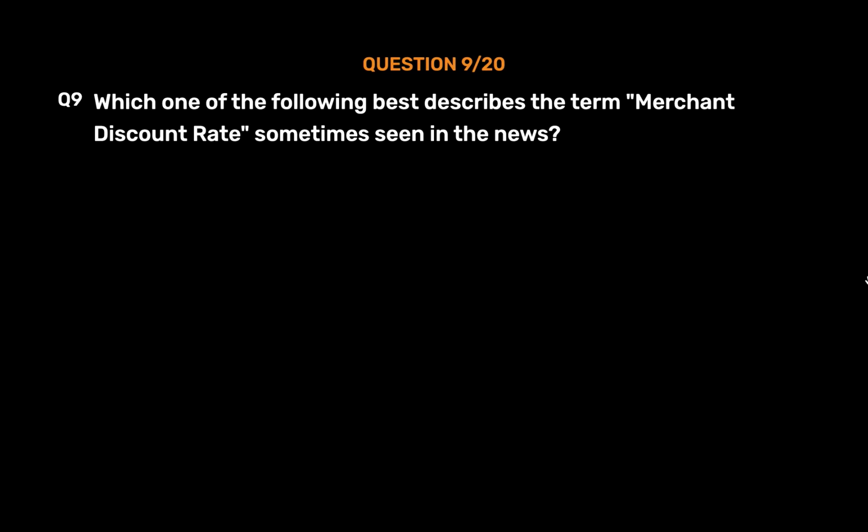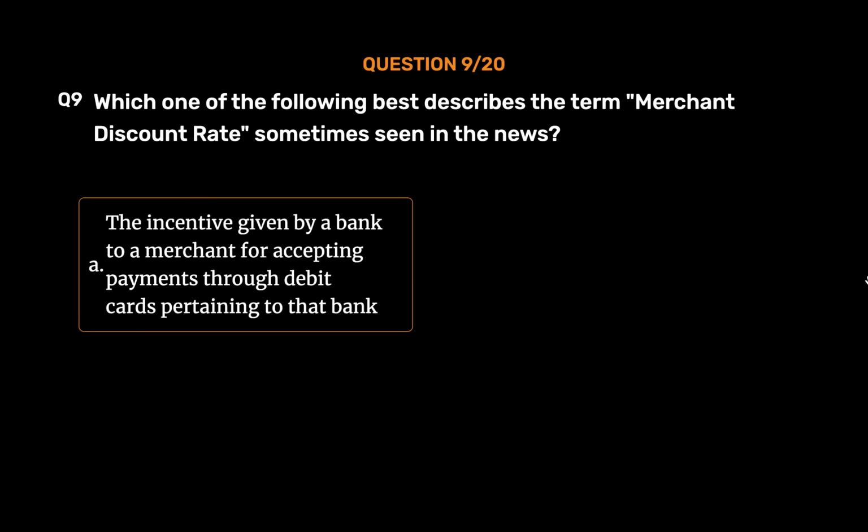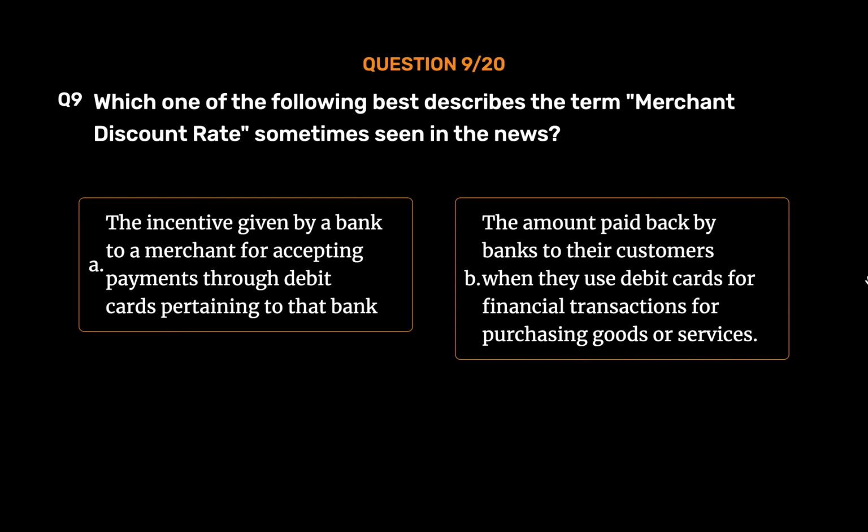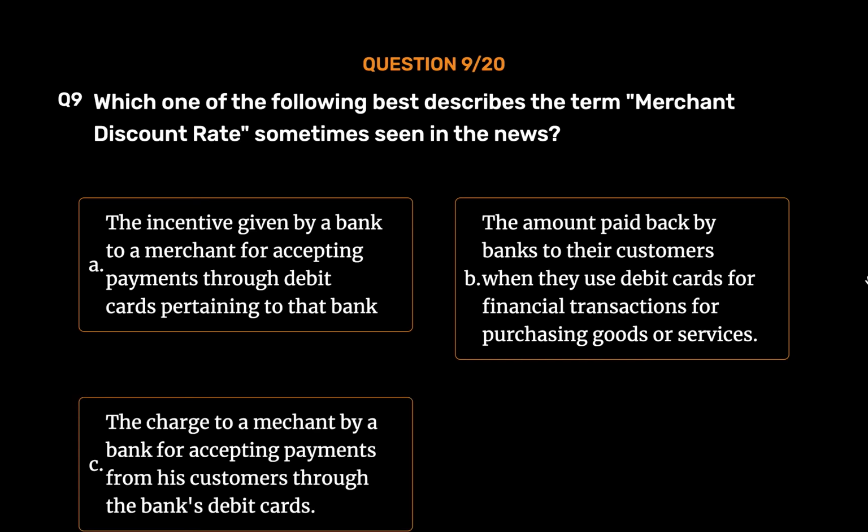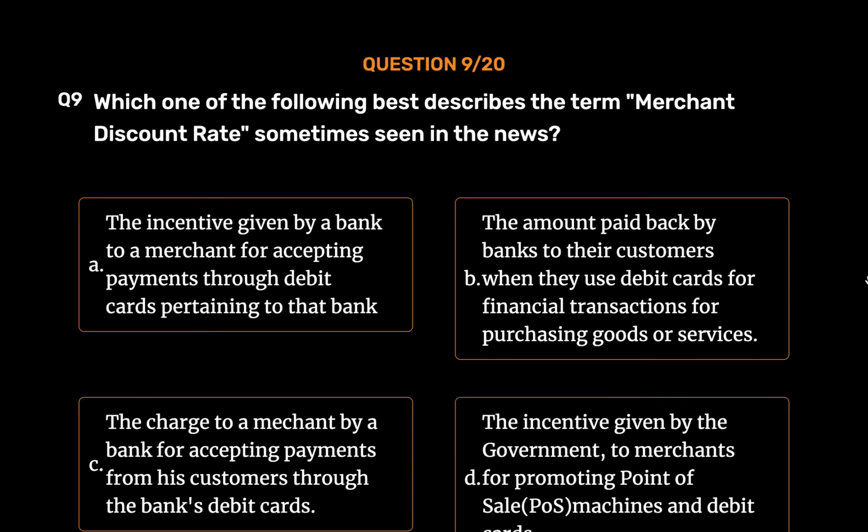Question number 9. Which one of the following best describes the term merchant discount rate sometimes seen in the news? Option A: the incentive given by a bank to a merchant for accepting payments through debit cards pertaining to that bank. Option B: the amount paid back by banks to their customers when they use debit cards for financial transactions for purchasing goods or services. Option C: the charge to a merchant by a bank for accepting payments from his customers through the bank's debit cards. Option D: the incentive given by the government to merchants for promoting point-of-sale POS machines and debit cards.